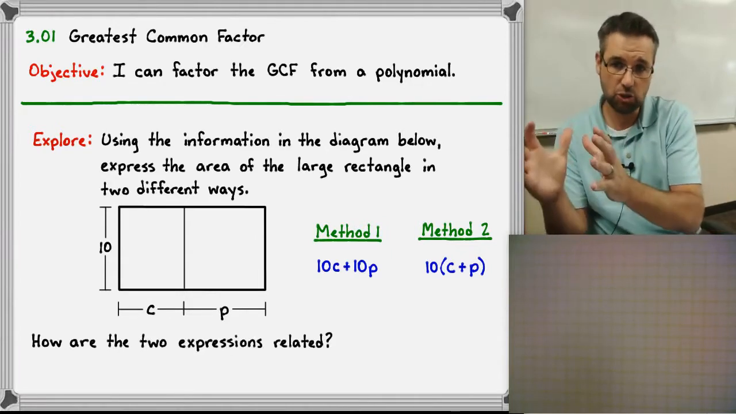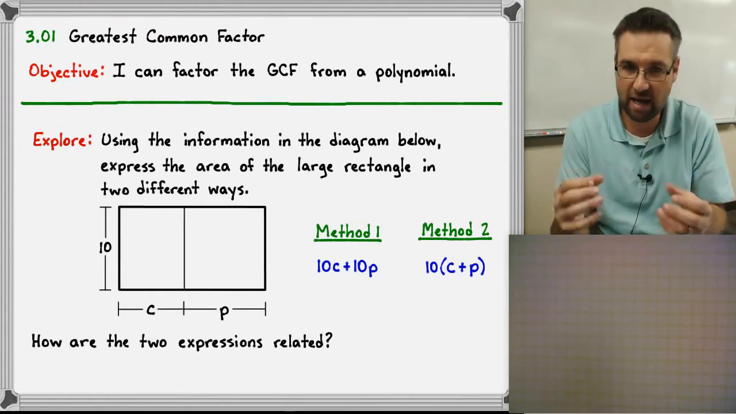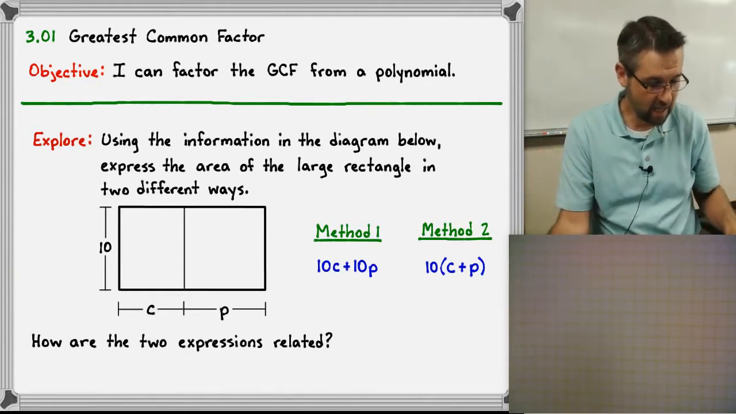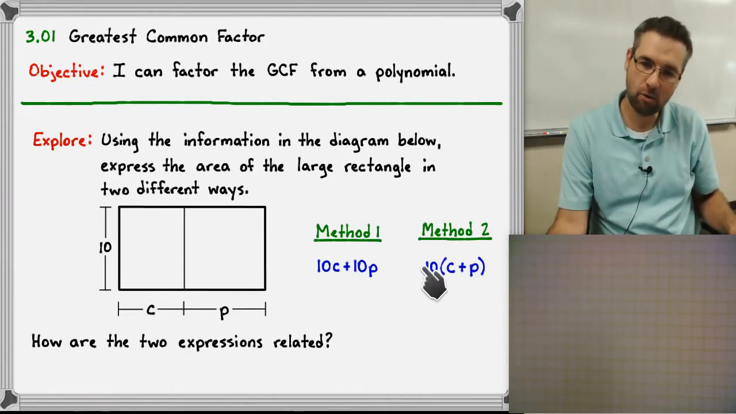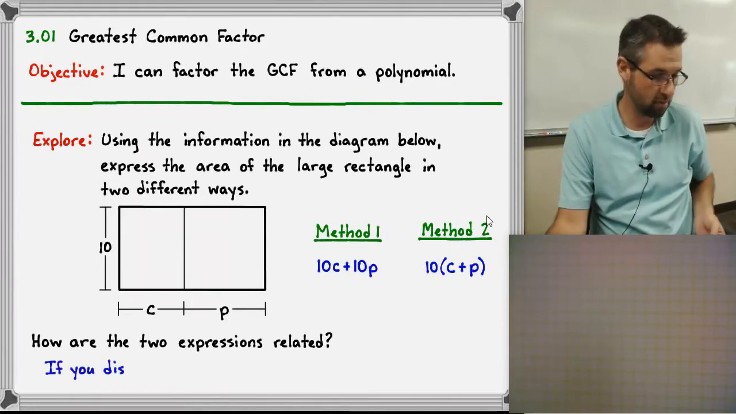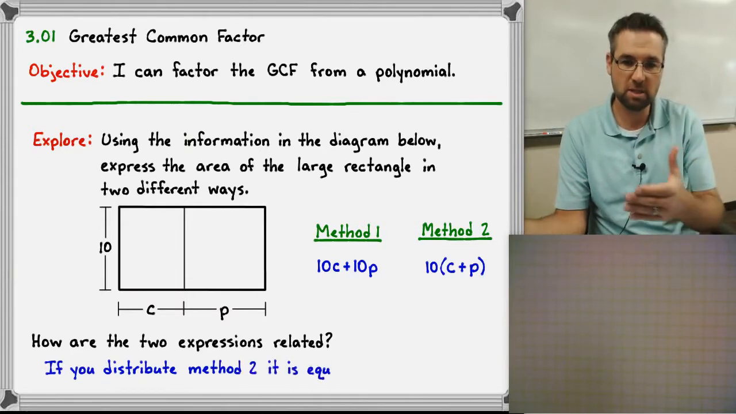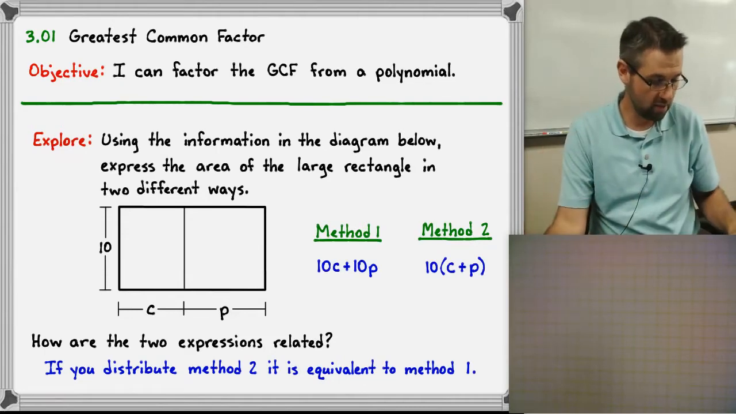If I start at method 2 and then go to method 1. Well, the idea of taking out a greatest common factor, or factoring in general, is the idea of going the other way. How do we make method 1 look like method 2? Well, we're going to explore this today, but ultimately you can see that both of these terms have what's called a common factor of 10. They both have a 10 in it. So if we take the 10 out, we're left with C plus P. And so we can kind of see it that way. We're going to go more in depth with that today though. Okay. So again, if you distribute the second method, you'll end up with the first method. If you factor the first method, you'll end up with the second method.